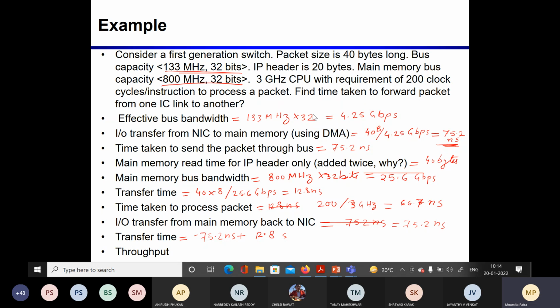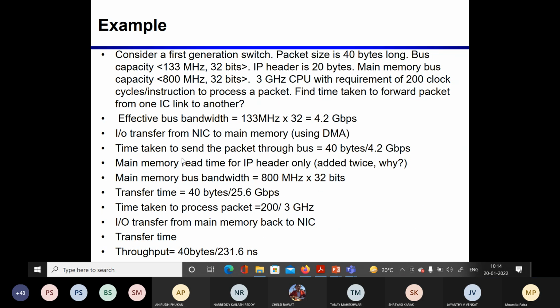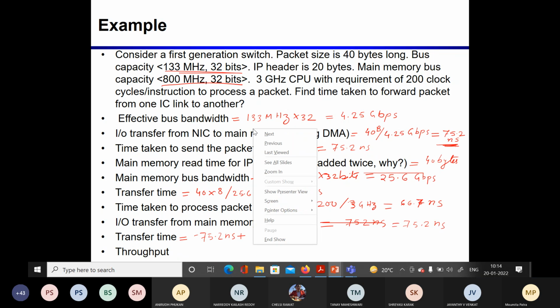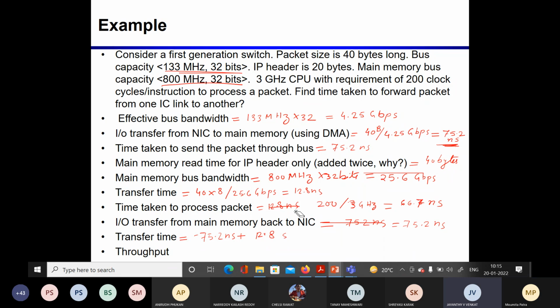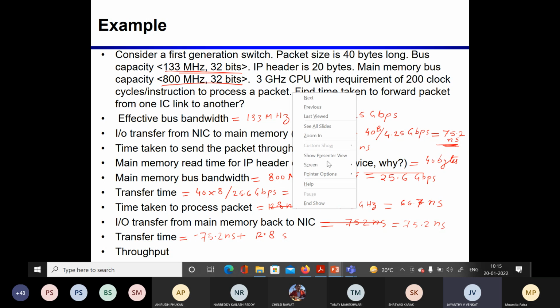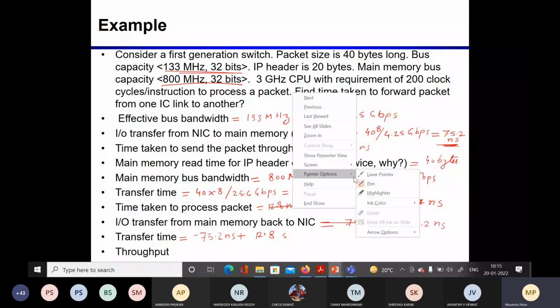Meanwhile, I'll just check this part. 174. I couldn't hear you. Can you please tell once again? 174.2 megabytes per second.